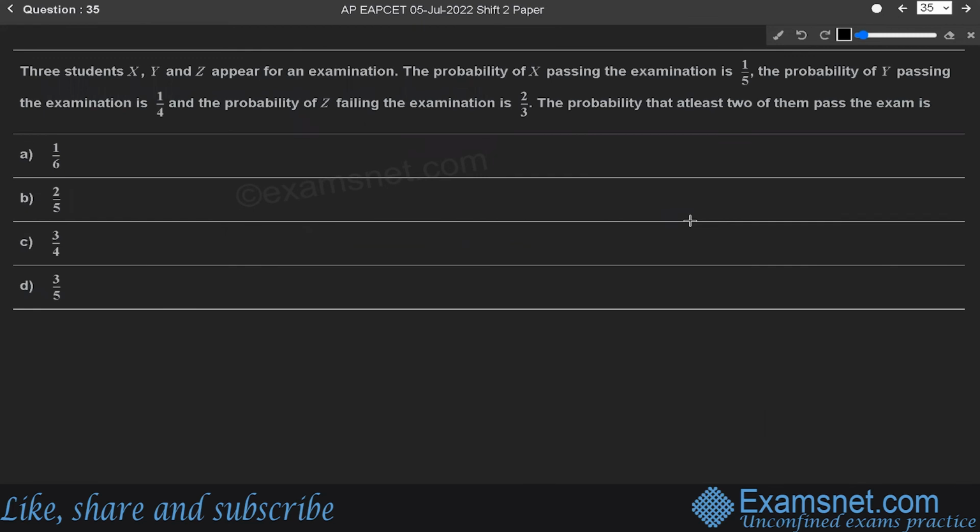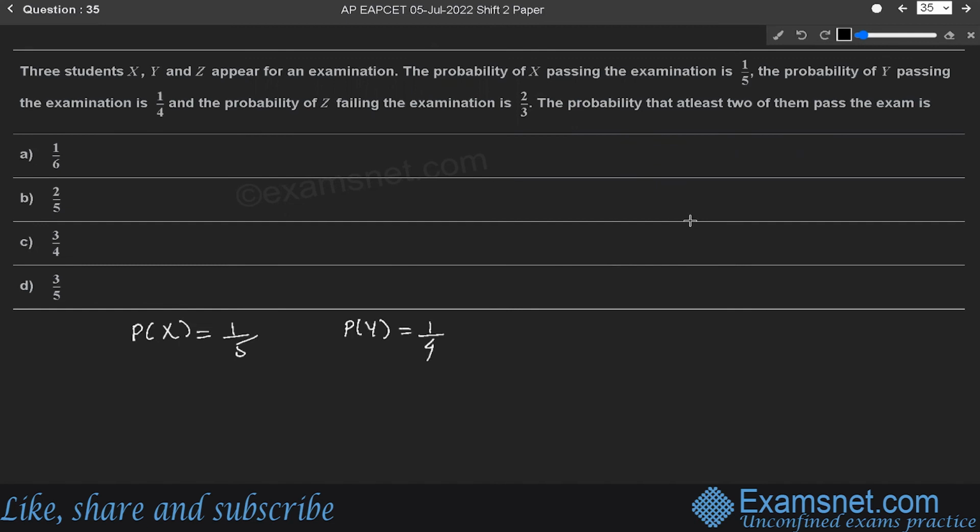Next question is also a very interesting question. The question is, 3 students X, Y, and Z appear for an examination. The probability of X passing the examination is 1 by 5. So we can write that P of X is equal to 1 by 5. The probability of Y passing the examination is 1 by 4. So P of Y is equal to 1 by 4.